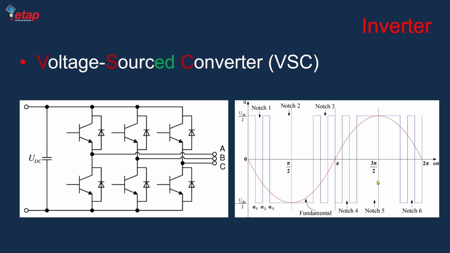I've highlighted the letters VSC, but be careful that this is a voltage sourced converter, meaning a converter that is fed by a DC form of energy, which in this case is a capacitor, or it can be a PV cell, or a battery. What the switches do is chop the DC and put it on the AC side.